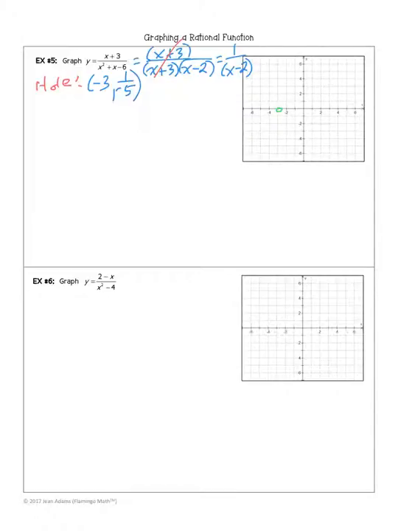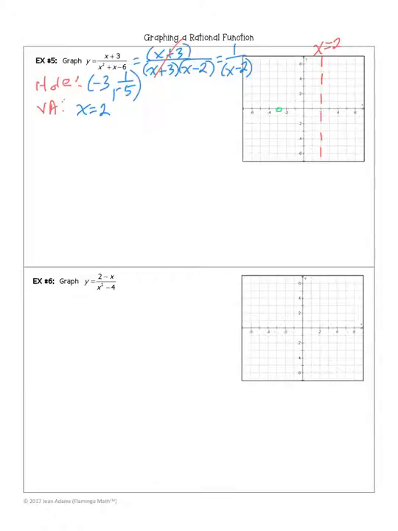So there's that one. Then I have a vertical asymptote caused by this one right here that's left behind. So it's a non-removable discontinuity. If I set that equal to 0, I'm going to get x is equal to 2. So I'm going to graph that as a vertical asymptote.